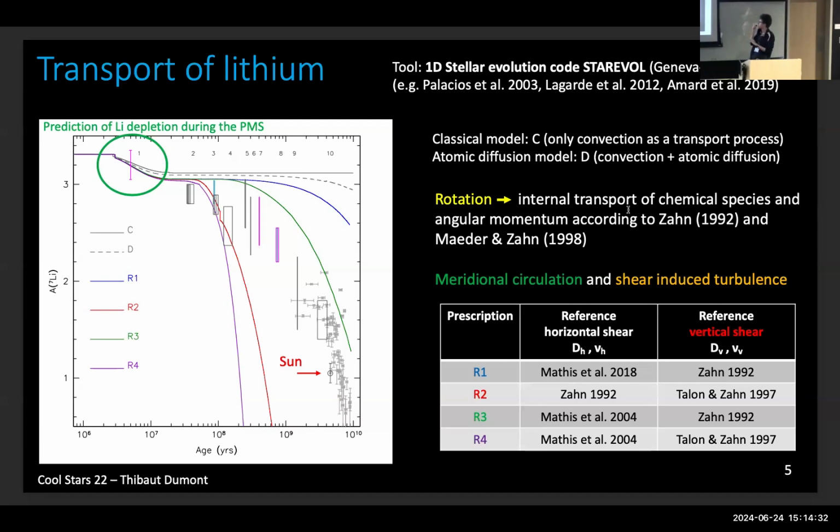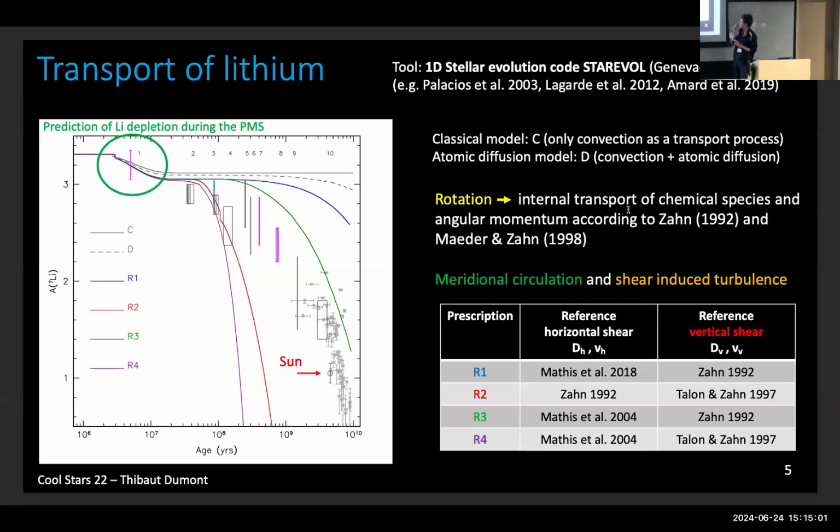And here I have different prescriptions from 3D MHD models, which give different prescriptions for this shear-induced turbulence with different efficiencies. And you see, if you come back to the plot, that depending on which couple of prescriptions I'm using, the depletion of lithium that I will predict will not be the same, and it will not be the same interpretation of what you need for the lithium depletion.